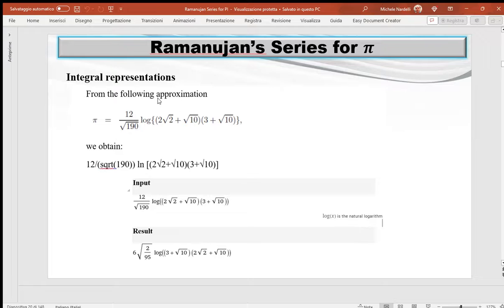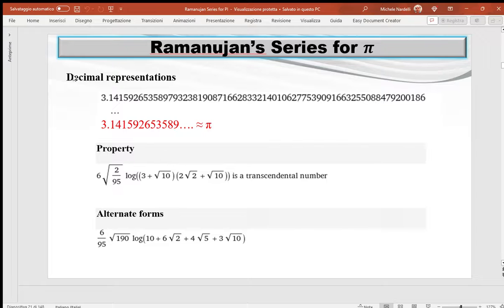From the following approximation to pi, we obtain the following expression and the following result, that is equal to a result that is a good approximation to pi. We have the following property.